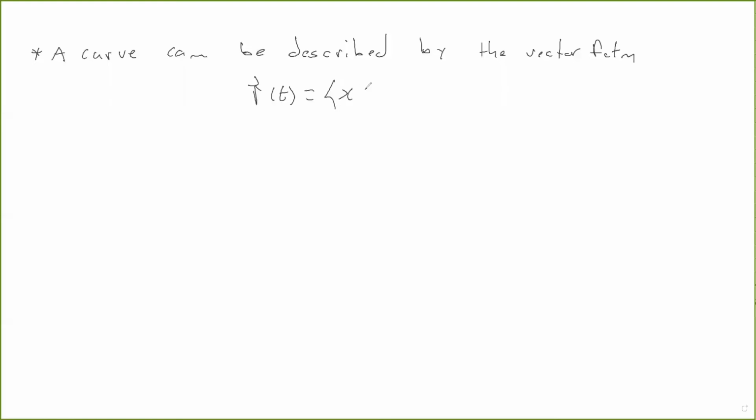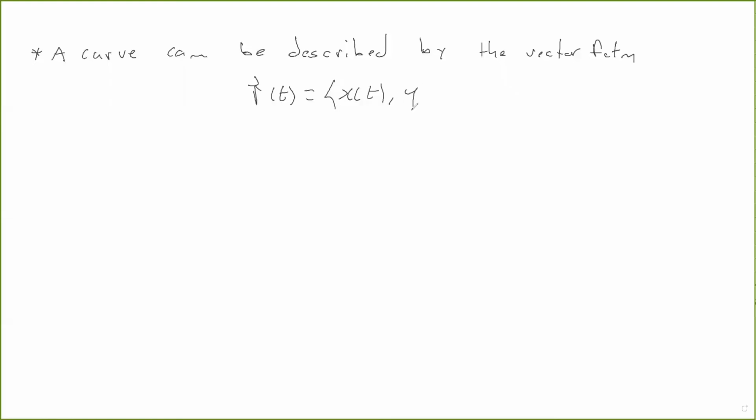Okay, so we're going to do a couple of videos where we talk about parametric surfaces. Now, before we talk about what a parametric surface is, remember that we could describe a curve as a parametric vector equation. So a curve can be described by the vector function r of t of one variable, and we're going to do everything in 3 dimensions.